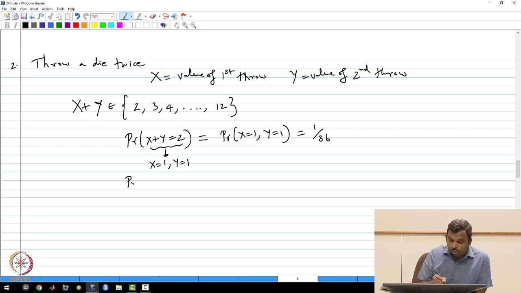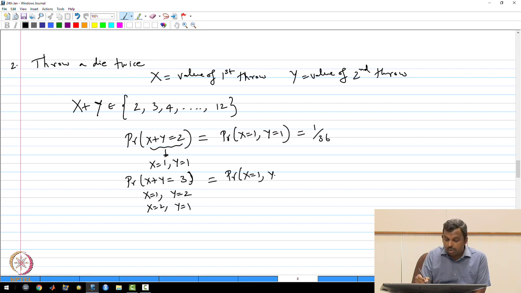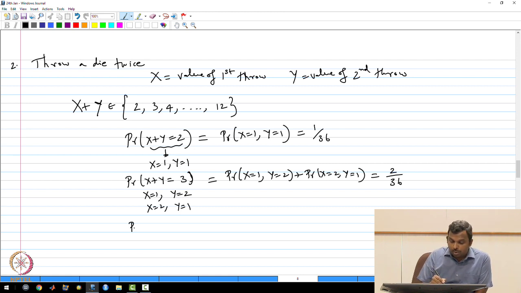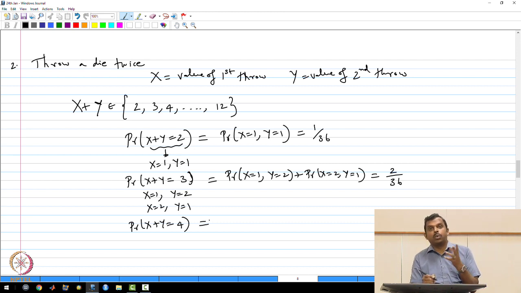If you want to push ahead and see x plus y equals 3, here you will start having more possibilities. You could have x equals 1, y equals 2, or x equals 2, y equals 1. There are two possibilities here. So the probability is the probability of x equals 1, y equals 2, plus the probability of x equals 2, y equals 1. That's 1 by 36 plus 1 by 36, which is 2 by 36. We can proceed like this. For the probability that x plus y is 4, you'll have three possibilities for x and y together: 1, 3; 2, 2; 3, 1. So that will become 3 by 36.